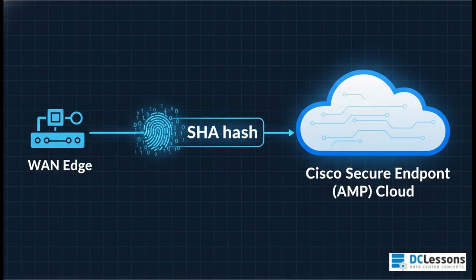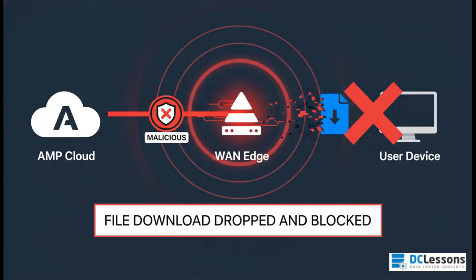The AMP cloud is like this gigantic global intelligence database that knows the reputation of billions of files, and it's going to respond almost instantly with one of three possible answers. Let's start with the easy one. If the cloud recognizes that fingerprint and knows for a fact that it belongs to malware, the verdict comes back malicious. The WAN edge immediately kills the download. The file never even reaches the user. Threat neutralized. Simple as that.